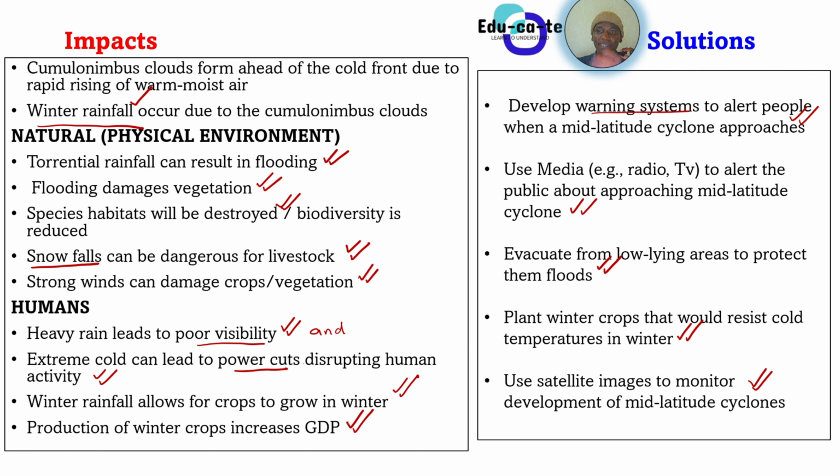So basically, this is all about a mid-latitude cyclone. It's a low pressure system, remember, and you need to be able at least to grasp this concept. I have compiled this based on most of the questions that they usually ask on mid-latitude cyclone. What about a tropical cyclone?